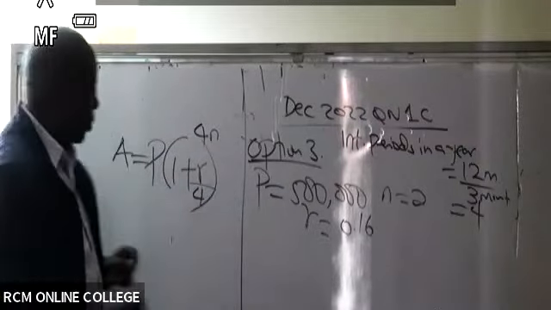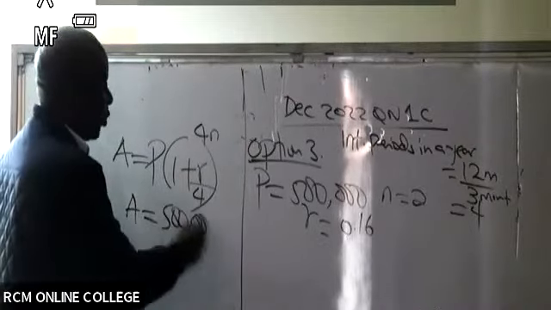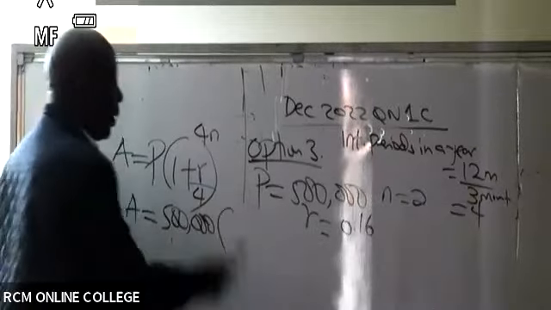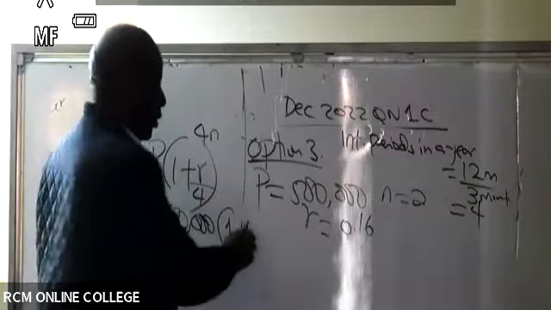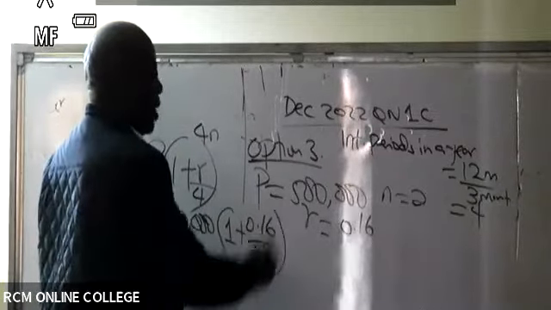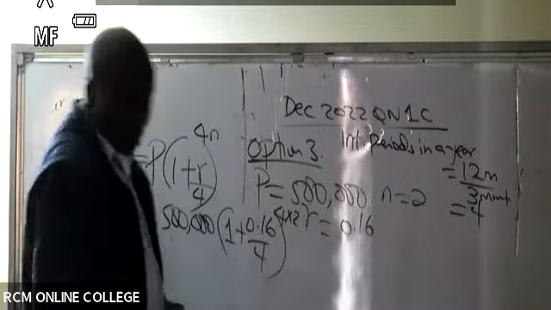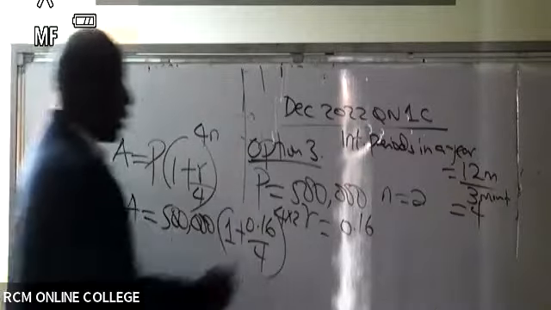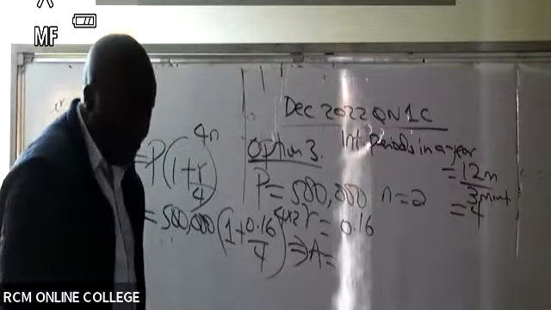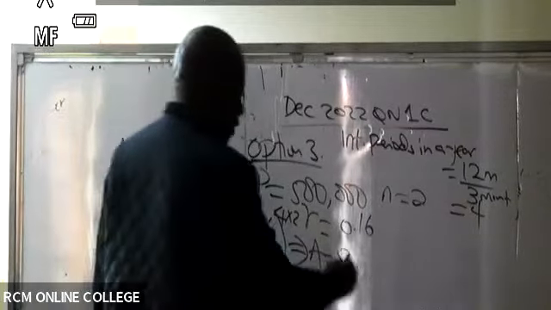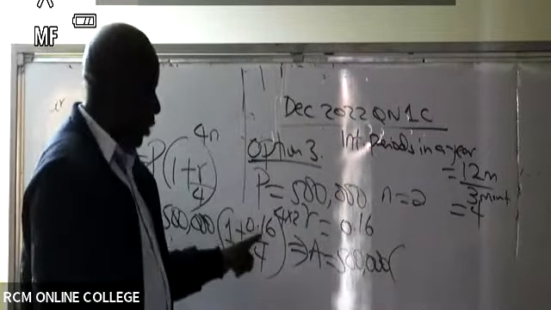Then our amount will be equal to the principal, which is 500,000, into 1 plus the rate, which here is 0.16 divided by 4, raised to 4 times n, where n, the number of years, is 2. So then this will now boil down to what? The amount here will be equal to 500,000 into, this will give me 0.04.